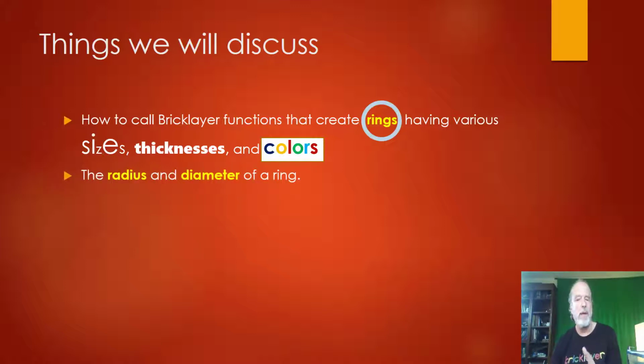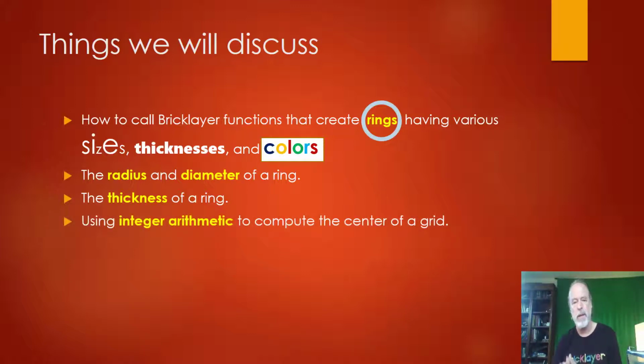So I'm going to quickly review, just remind everybody, how radius and diameters work in Bricklayer. And then I'm going to talk a little bit about the thickness of a ring, how we can change the thickness and make rings thicker or thinner. And then I want to talk a little bit about integer arithmetic, just a little bit.